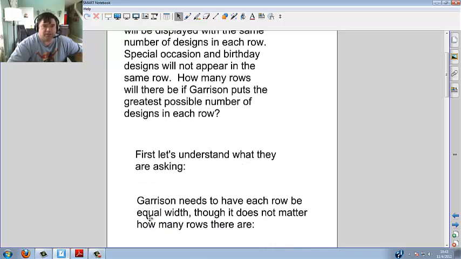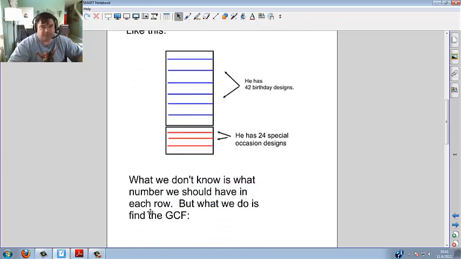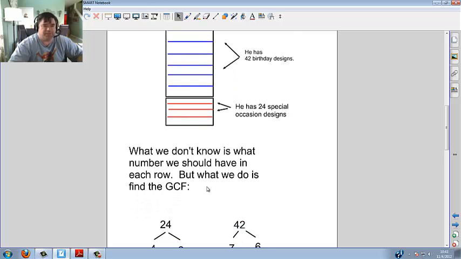Garrison needs to have each row be equal width, though it does not matter how many rows there are. For instance, if I have so many rows, I'll say there's 42 birthday designs on these rows. And then these rows below will have 24 special occasion designs. What I don't know is how many to put across in each row. Well, what we do is find the greatest common factor.